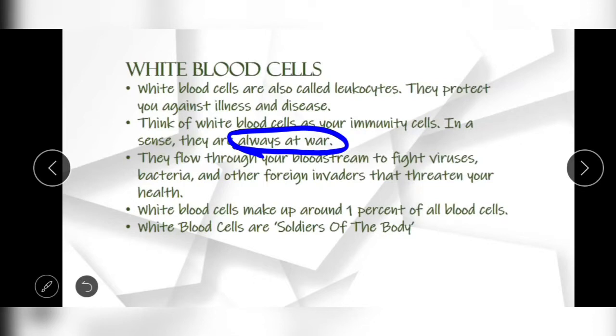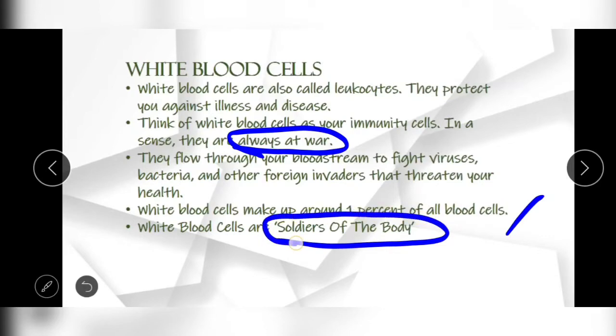These enemies are nothing like viruses, bacteria, and other substances that come from outside, and those are harmful to us. White blood cells make up only around 1% of all blood cells, but they have a very important task in our body. White blood cells are also called the soldiers of the body.